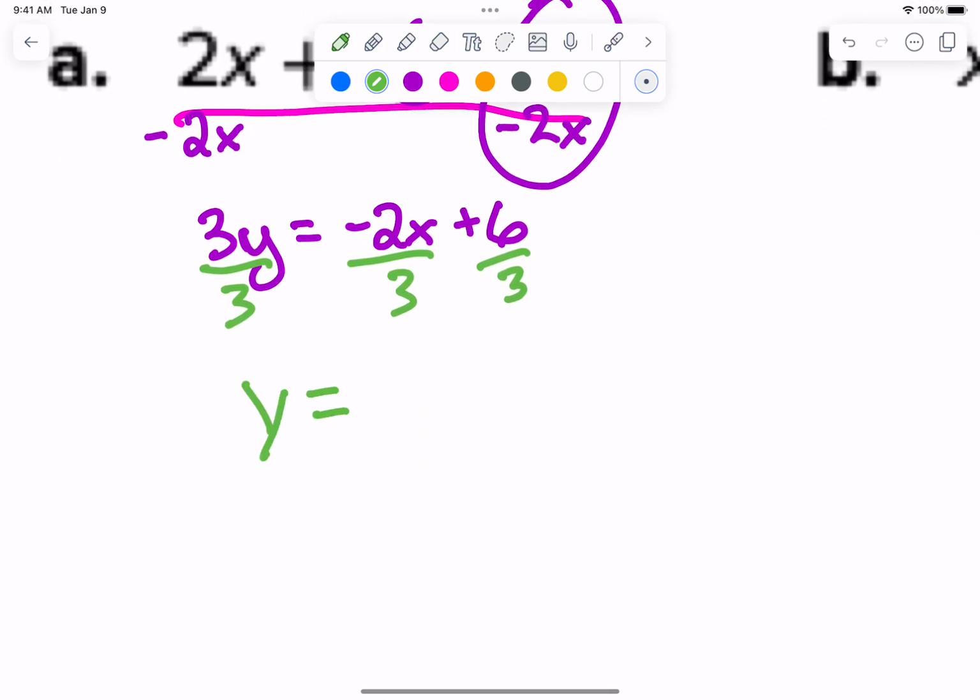So y equals negative 2/3 x. I usually leave the x off to the side, I don't put it up in the top. Plus 2. Okay, let's graph that.